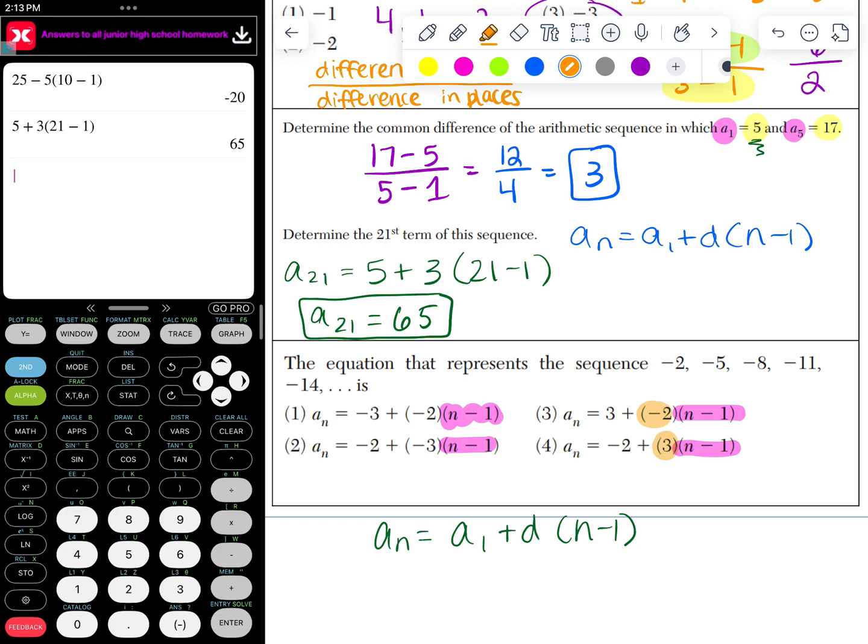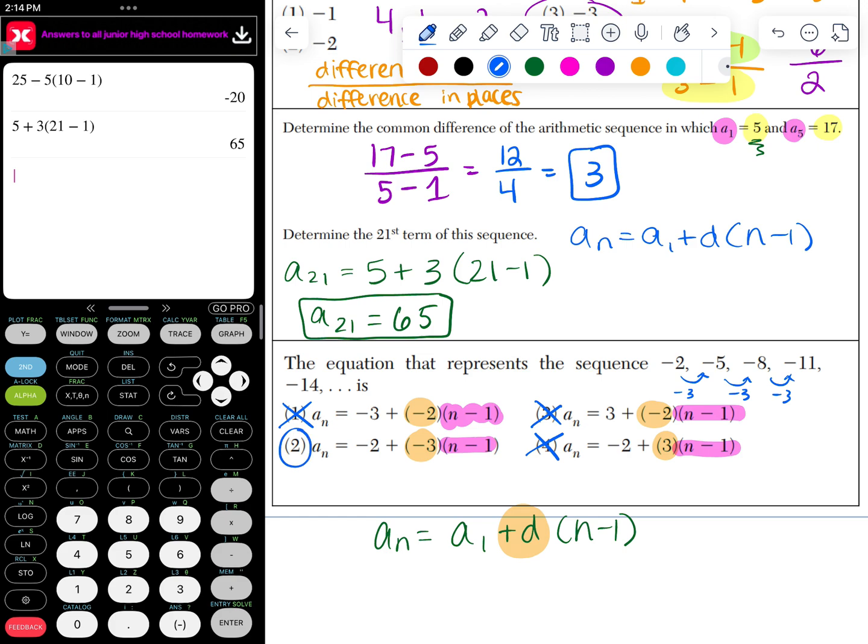This number that's right in front of there is what we're representing as our common difference. So we need to find what our common difference is. Well, to get from -2 to -5, I have to subtract 3. If you notice, that pattern continues along all of those numbers. So that means that in the orange highlighted, I have to have a -3. Well, there's only one answer choice that has that.